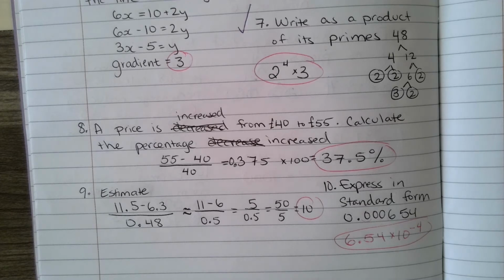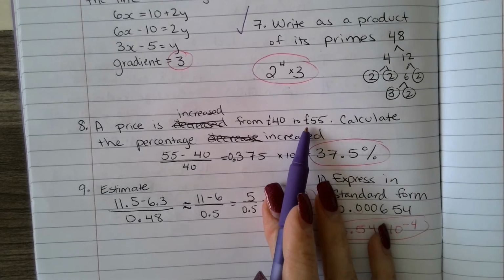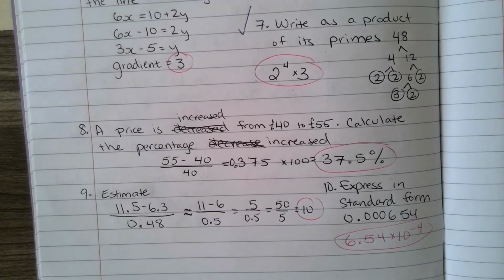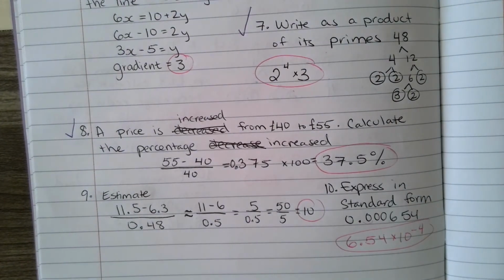So if you treat this as an increase like I did, then we would have 40 to 55 is a change of 15 divided by the initial value of 40, which gives us a 37.5. So that's correct for this version.